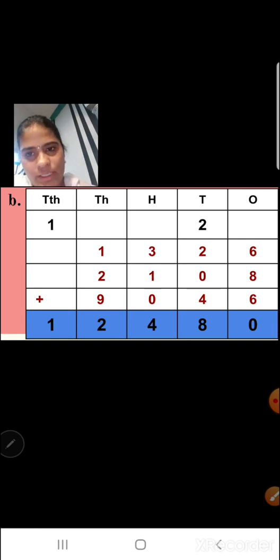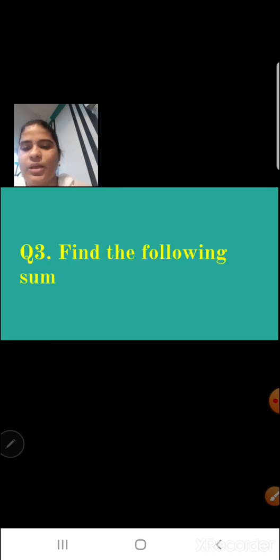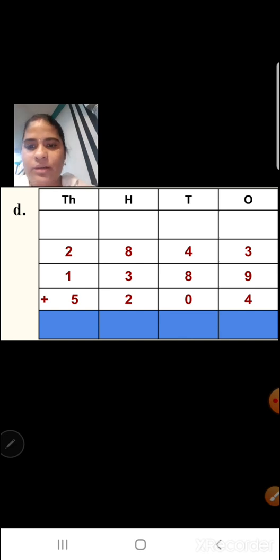You have to note it down in your notebook. Now I will be giving you few homework sums. That also please note it down. Question number 3. Find the following sum. From here we have the homework sum, the D sum. You have to draw the table and note down the question properly.